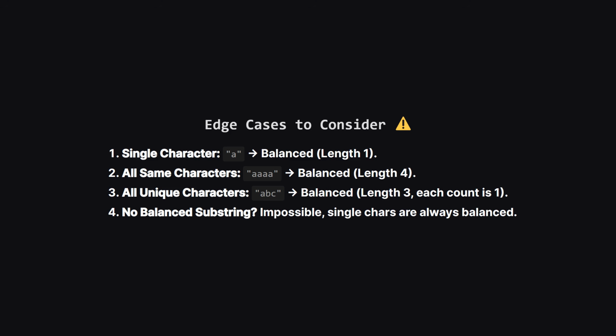Before we move on, let's think about edge cases. What if the string is just a single letter, like a B? Well, the count is 1, so the set of values is just 1. Valid. What if it's quadruple A? The only distinct character is A, and it appears 4 times. The set of frequencies contains just the number 4. Length is 1, so valid.